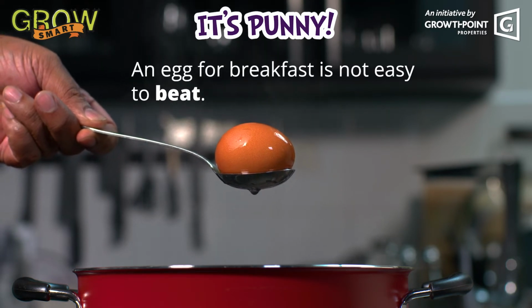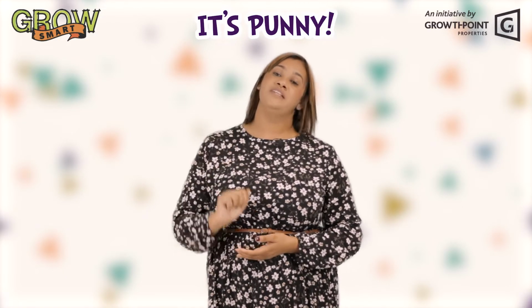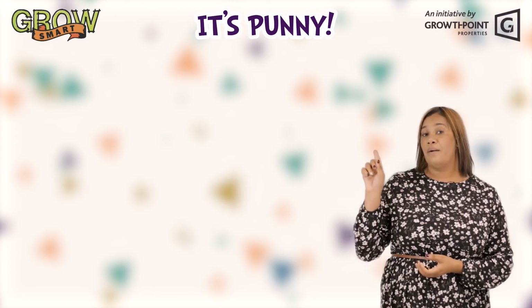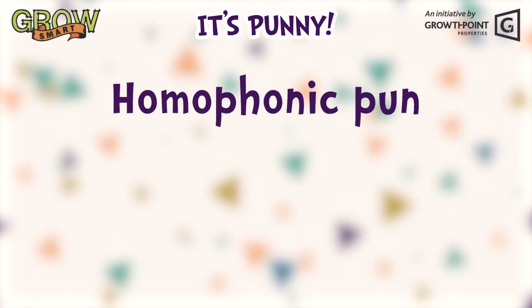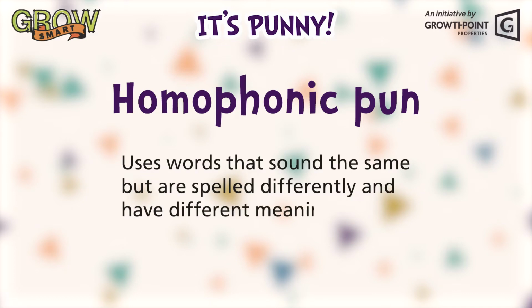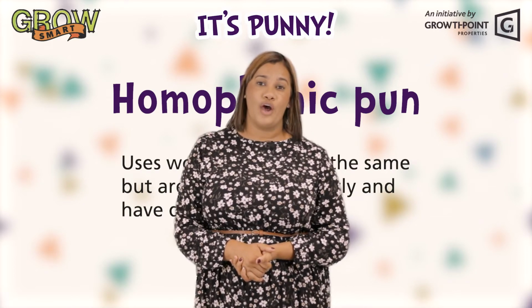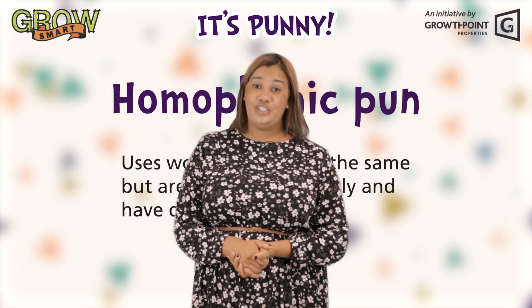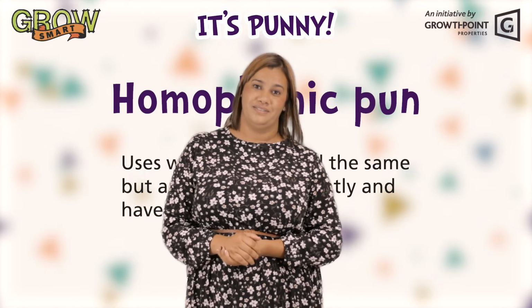in non-humorous ways. Let's take a deep dive into 5 different types of pun. Number 1, homophonic pun. This type of pun is when we use words that sound the same but are spelled differently and have a different meaning. For example, a bicycle cannot stand on its own because it's too tired. Do you get it? The play on words, too tired.